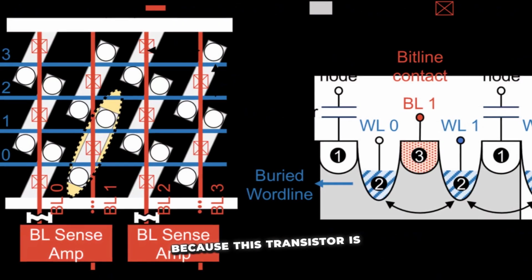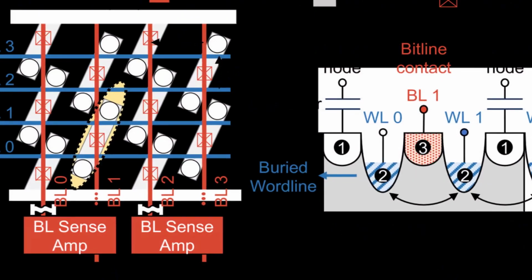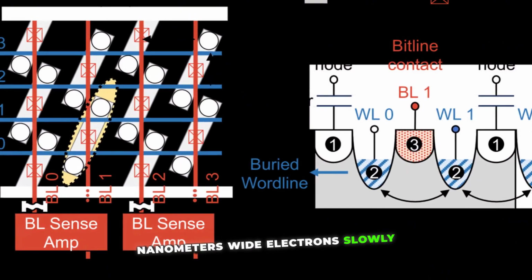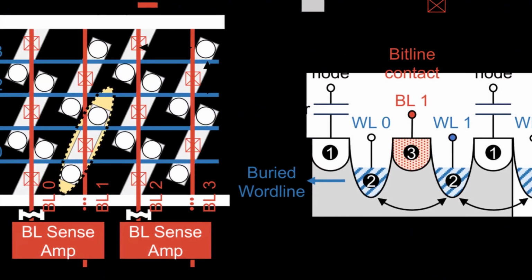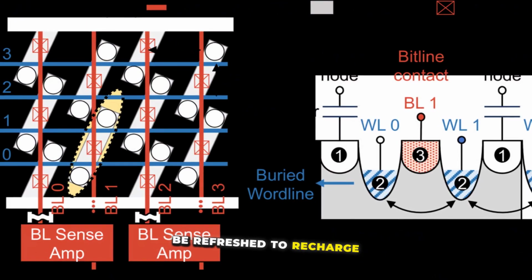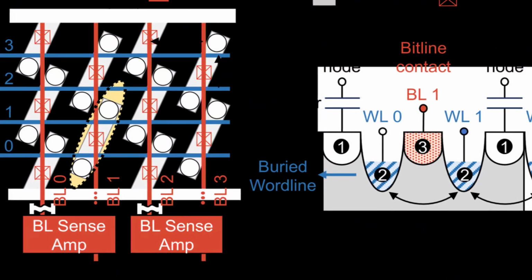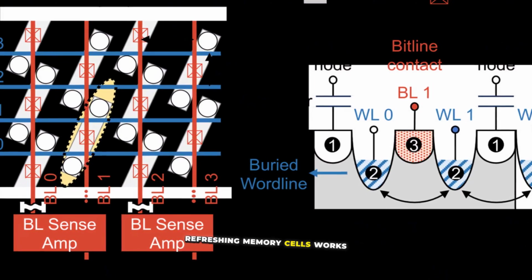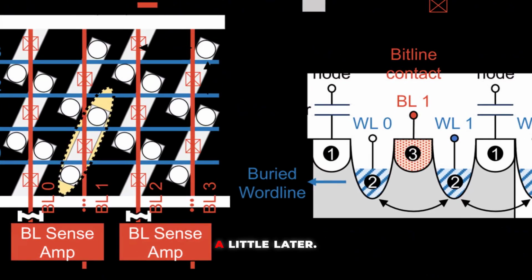Note that, because this transistor is incredibly small, only a few dozen nanometers wide, electrons slowly leak across the channel, and thus over time the capacitor needs to be refreshed to recharge the leaked electrons. We'll cover exactly how refreshing memory cells works a little later.